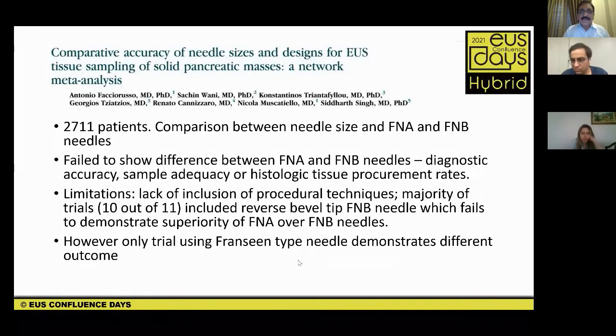However, this study had several limitations and probably cannot be considered representative because there was a lack of inclusion of different procedural techniques, whether suction was used, and what type of suction was used, and that could have made the outcome difference. The majority of the trials included in the study used a reverse bevel tip FNB needle, which fails to demonstrate the superiority of FNB over FNA needle, as we have seen in the previous meta-analysis. However, the only trial using the Franseen type of needle demonstrates different outcomes. Here, both the histological core as well as the FNA cell block had significantly higher success rates, to the tune of 90 to 95%, thereby obviating the need for ROSE.